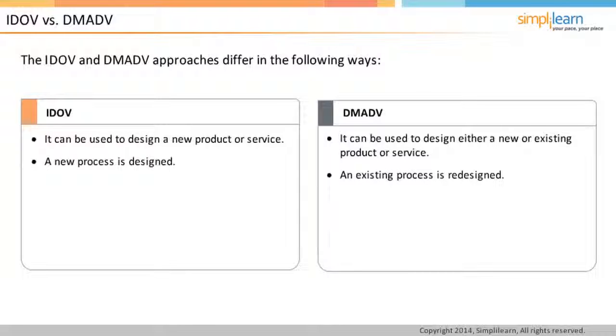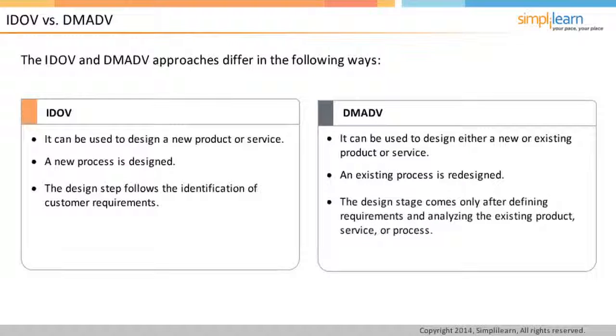In IDOV, no analysis or measurement of existing process is done, and the whole development is new. The design step immediately follows the identification of customer requirements. In contrast, in DMADV, the existing product, service, or process is examined thoroughly before moving to the design phase. The design stage comes only after defining requirements and analyzing the existing product, service, or process.